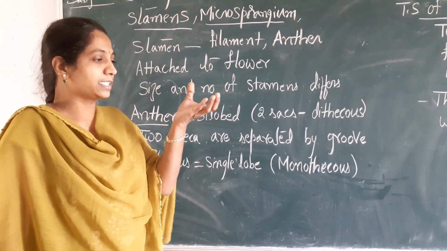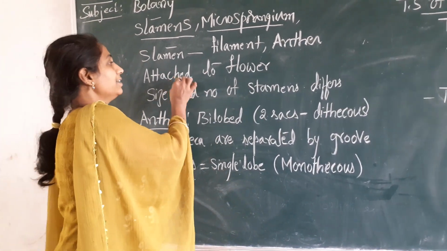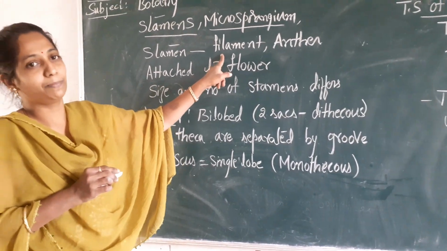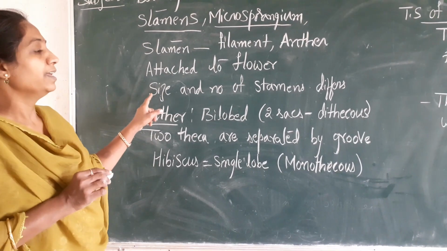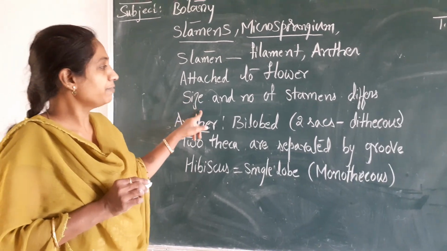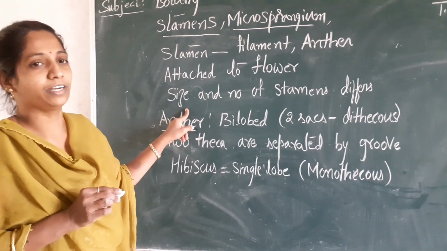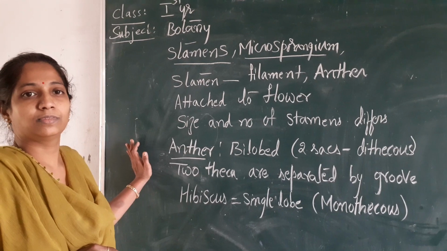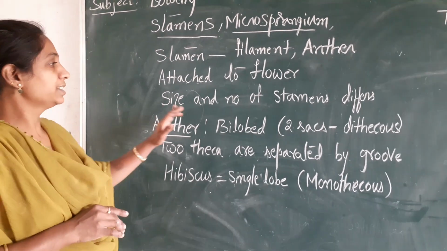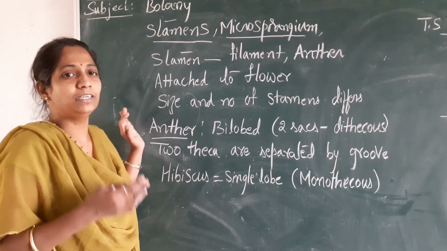Wherever the petals arise in the flower, at that place you can see the starting point of the filament. From there they will arise. So they are attached to the flower. The number of stamens and the size of the stamens will be different in different flowers. Today we will see how they are different.